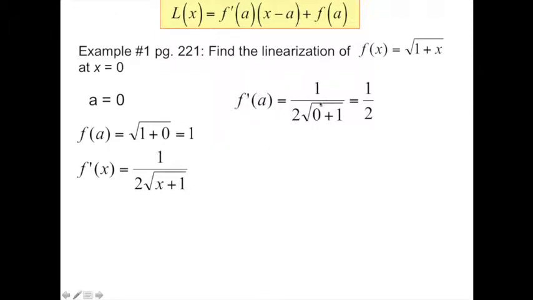So we have our derivative, which is our slope. We have our a location, which is 0, and we have the value of the function at a, which is 1. So we can go ahead and put in our slope, our a value, and our f of a value. So this is the linearization of that function, which is a curve. If we simplify that, we can just write it like that in slope-intercept form.